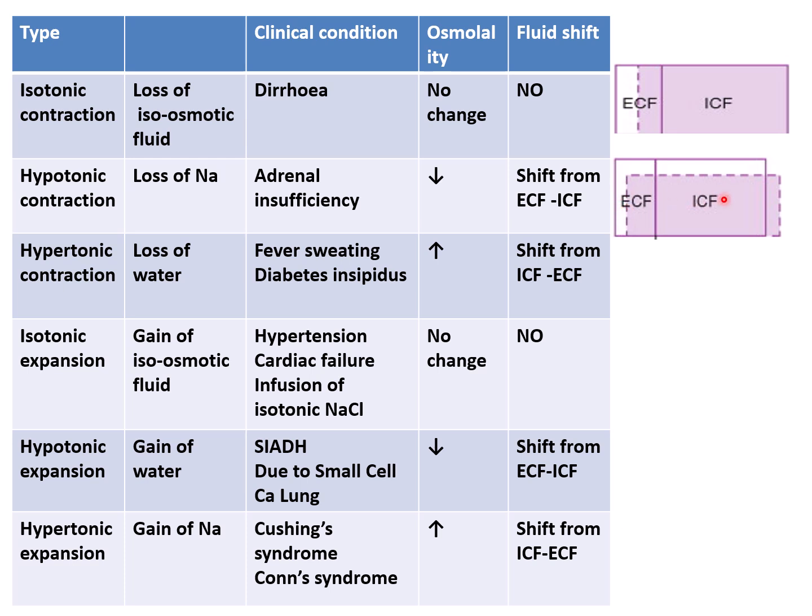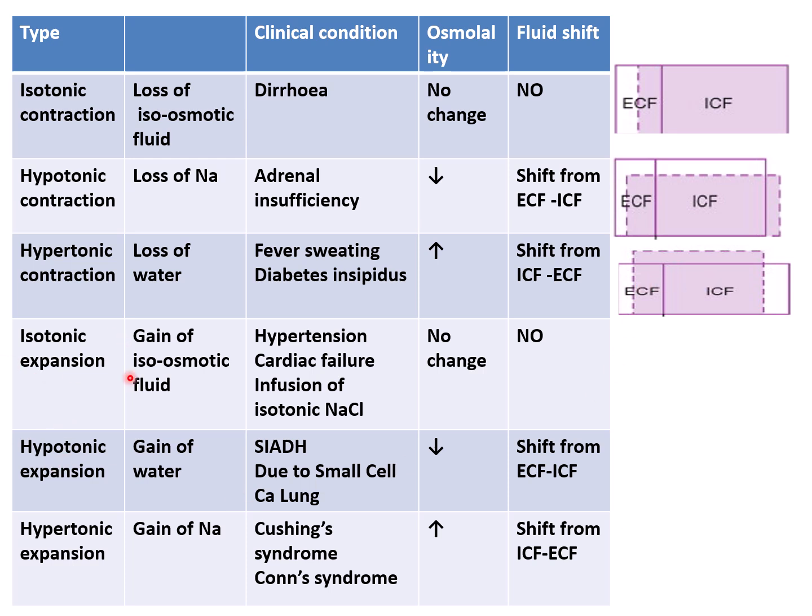Next is hypertonic contraction, characterized by loss of water. Loss of water is seen in fever, excessive sweating, and also in diabetes insipidus. So when water is lost, what happens? The water is lost from the extracellular compartment. Sodium concentration increases. So this increases the osmolality, and once osmolality of ECF is increased, fluid shifts from intracellular compartment to extracellular compartment.